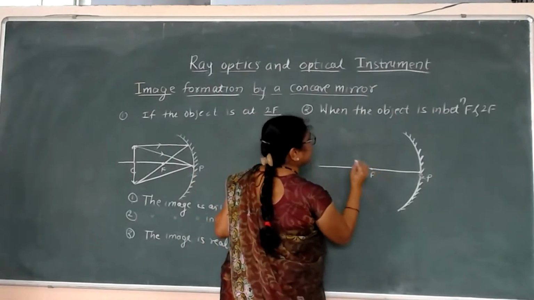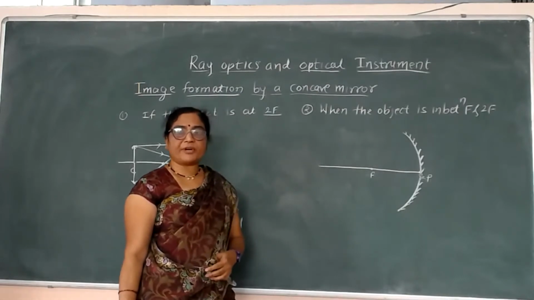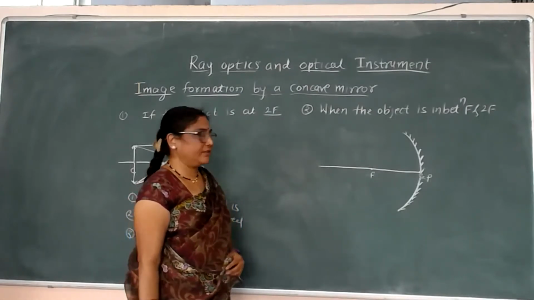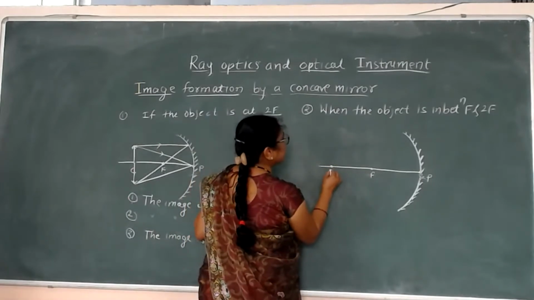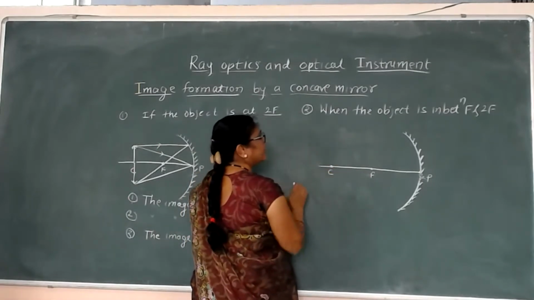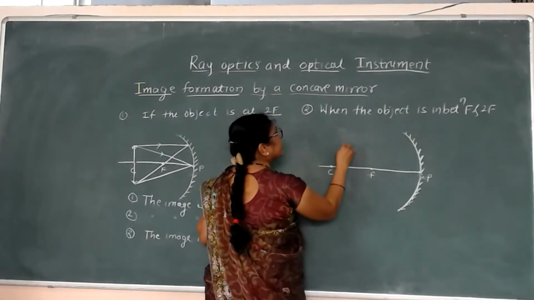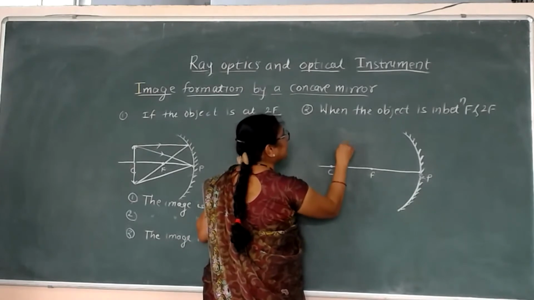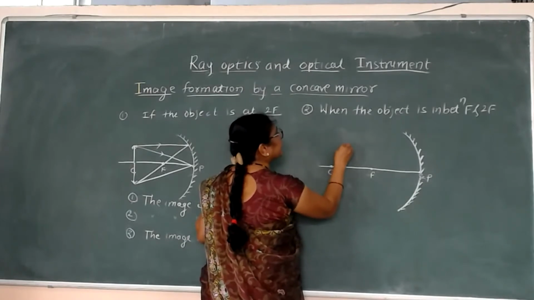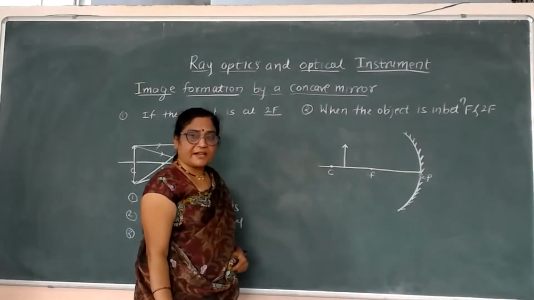We know from the last derivation that the distance of the center of curvature is double the focal length. Therefore, if this is F, then this is 2F, which is also known as the center of curvature. Take a point in between F and 2F. We can take a point object or an extended object. If we take the extended object, a number of light rays arrive from the object.